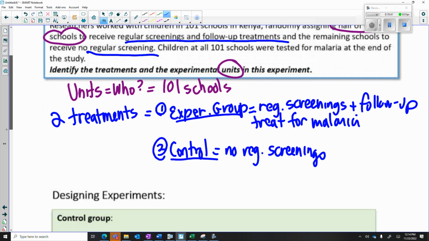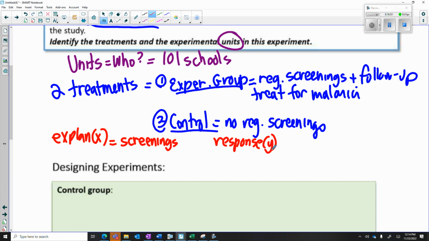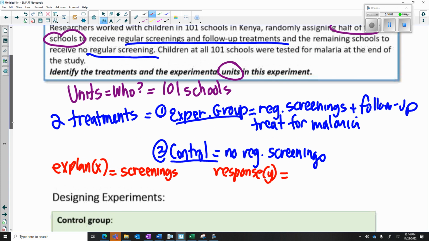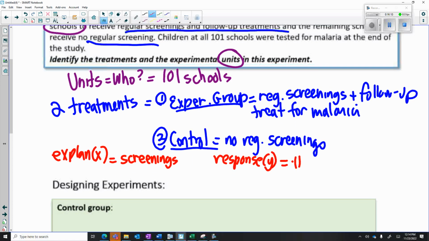Now also keep in mind, if we had to explain the explanatory variable and the response, the explanatory variable, or the X, would be similar to what the treatments are, which is the screenings for malaria. And then the response variable, or the Y, would be what they're measuring, which in this case, it says tested for malaria. So the number or percent of children with malaria at the end. So response is what we're measuring, and usually it's quantitative, numeric, okay?